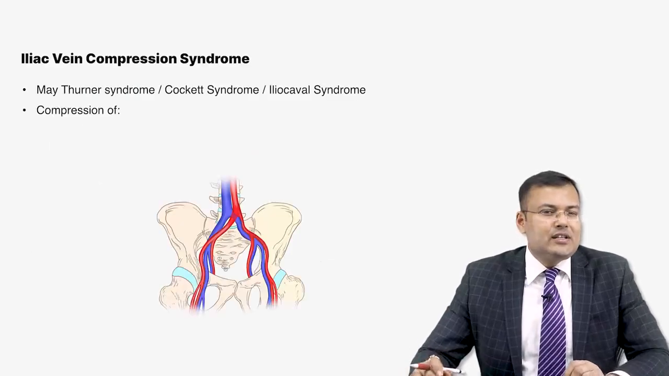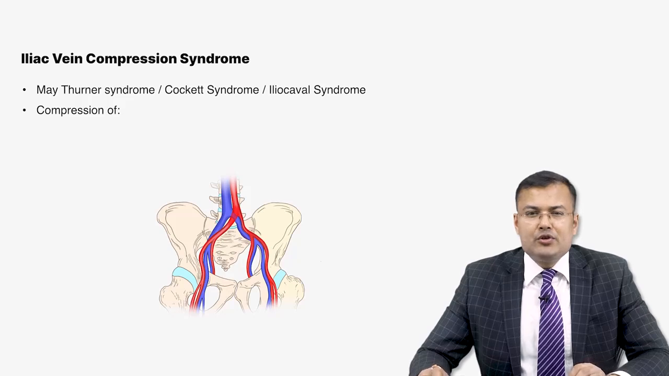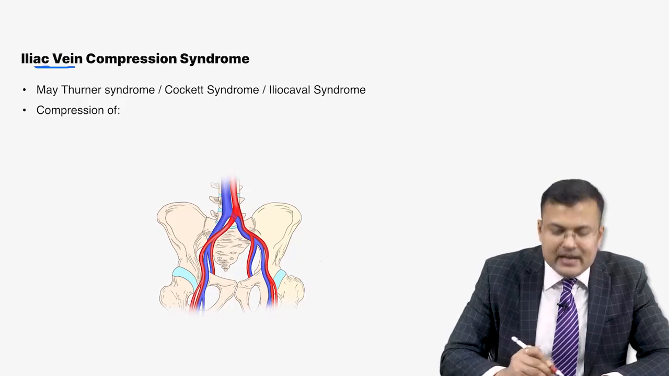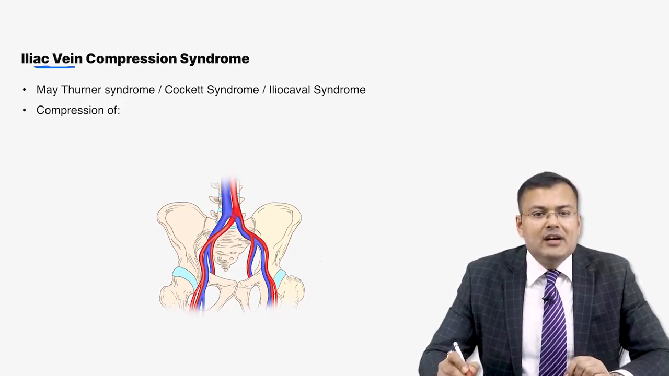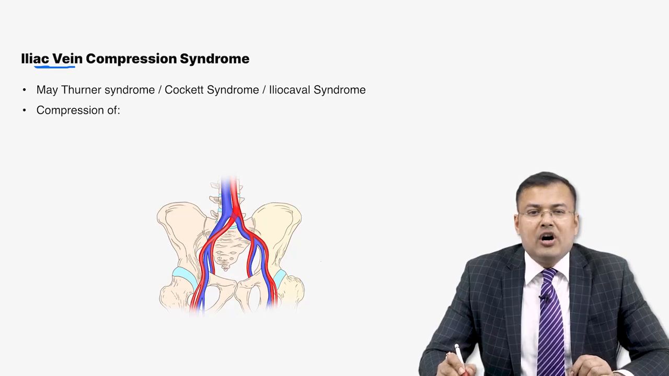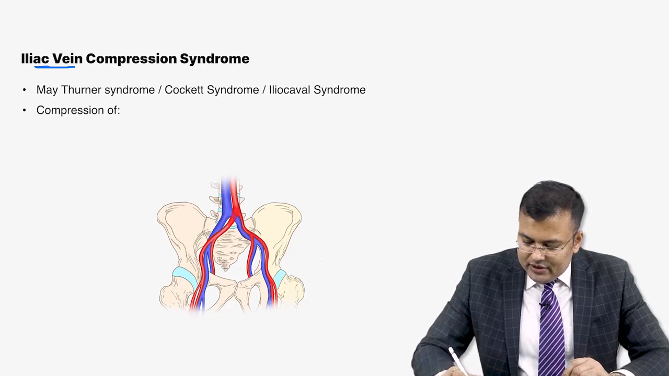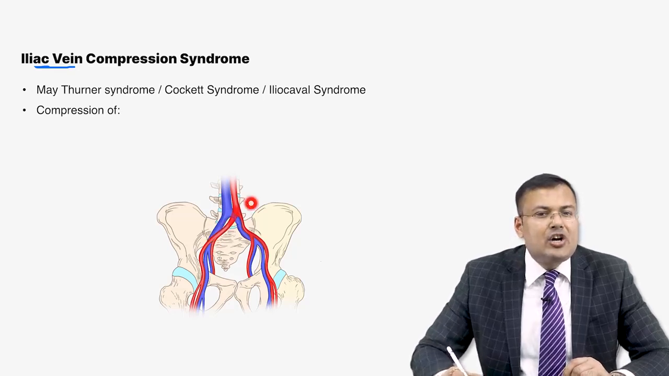Now see this condition, this is known as iliac vein compression syndrome. So first, the term is self-explanatory. There is compression of the common iliac vein. On which side? Left. So what happens? There is compression of the left common iliac vein. Why? Because of, you can see, this overriding right common iliac artery.